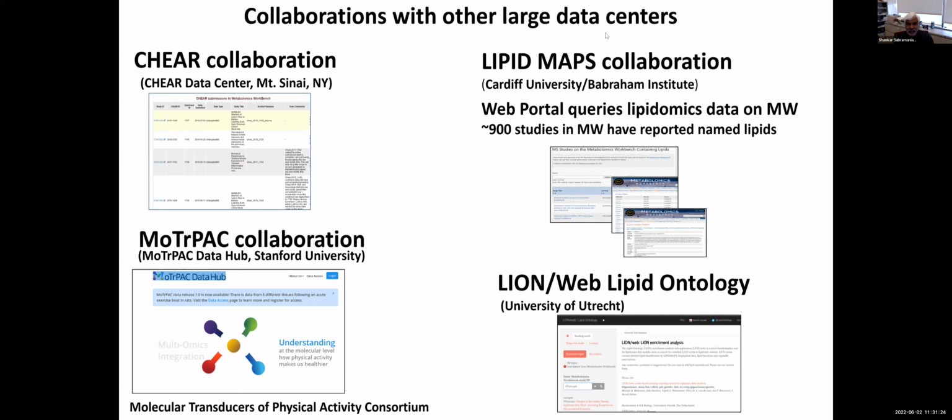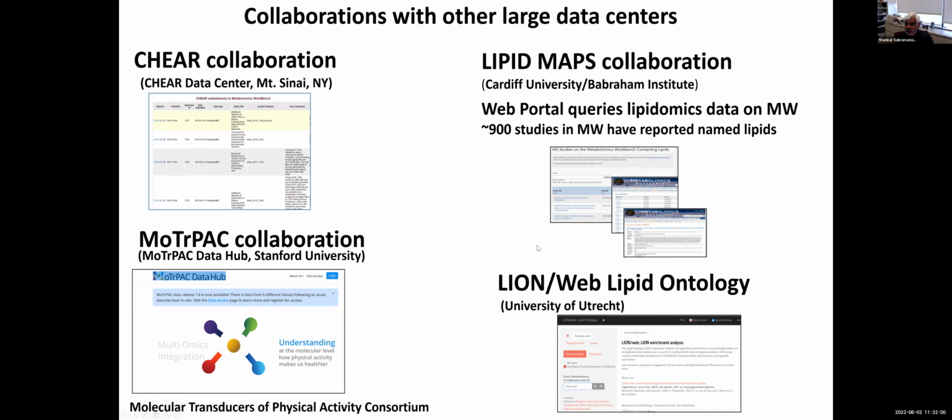So collaborations with other centers, we have developed over the years a number of collaborations. I only list 4. We have many, many more. We have TopMed, we have Precision Nutrition, we have all kinds of collaborations. To give you some examples, we have a collaboration with the CHEAR Data Center. In fact, we helped them to launch their initial website with reference to metabolomics. LIPID MAPS was started in our laboratory. Owen is still integrally involved in LIPID MAPS jointly with Cardiff and the Babraham Institute. MotorPack, we have a strong collaboration with MotorPack. LionWeb, Lipid Ontology, we are dynamically working with them.